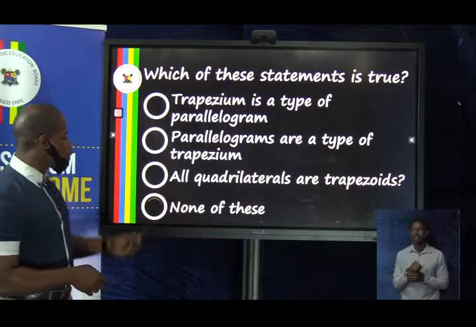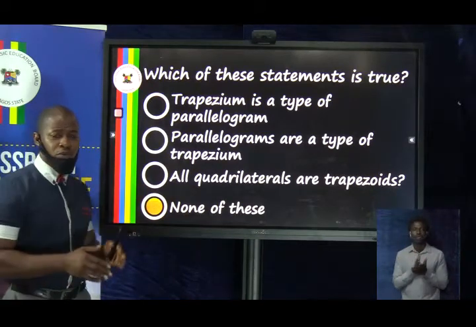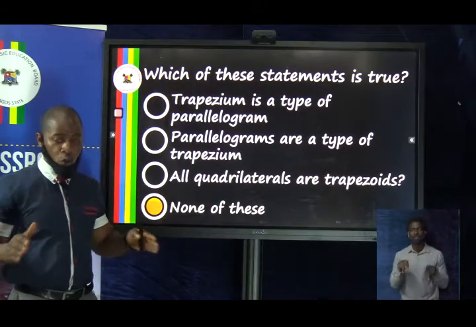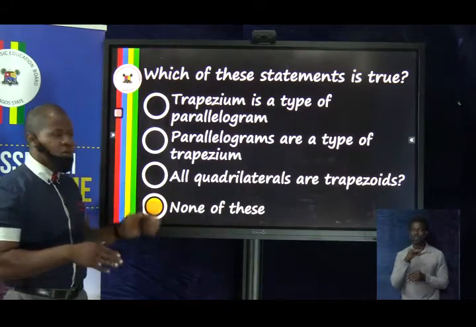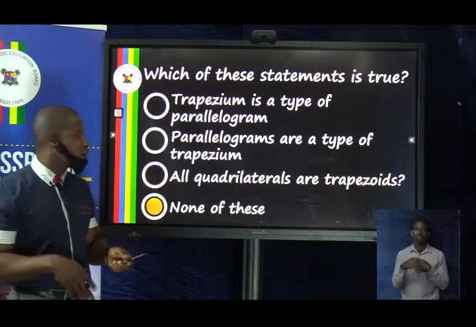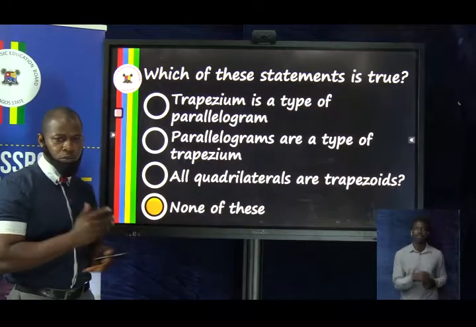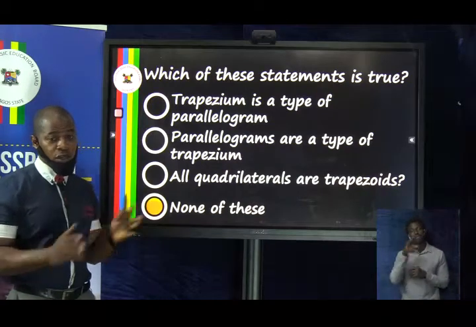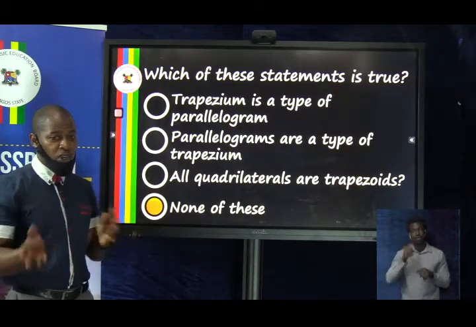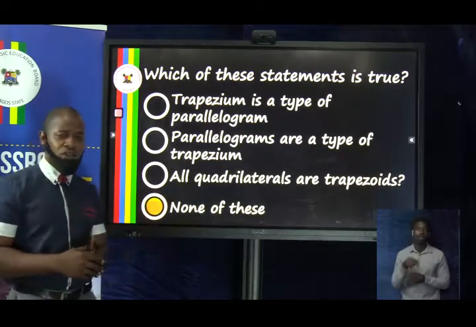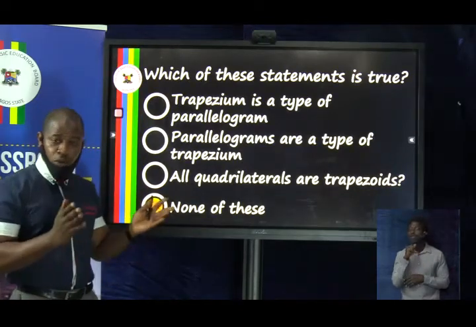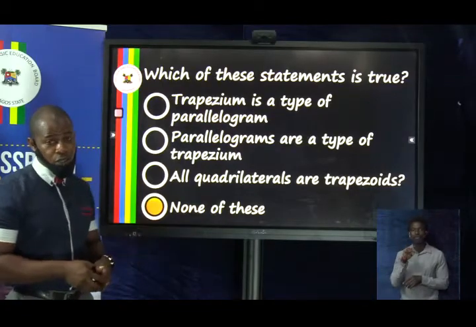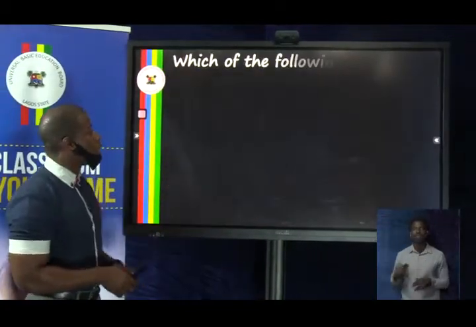The correct option will be none of these is correct because trapezoids are not parallelograms. Trapezoids have one set of sides that are parallel, while parallelograms must have opposite sides parallel. Parallelograms are also not trapeziums. They are mutually exclusive. They are not the same thing. It's like you're a boy or you're a girl. So you're a parallelogram or you're a trapezium. You cannot be both. All quadrilaterals are not trapezoids. We have squares, we have rectangles. They are not trapezoids. So none of these is correct. That's the correct option. Let's move on.